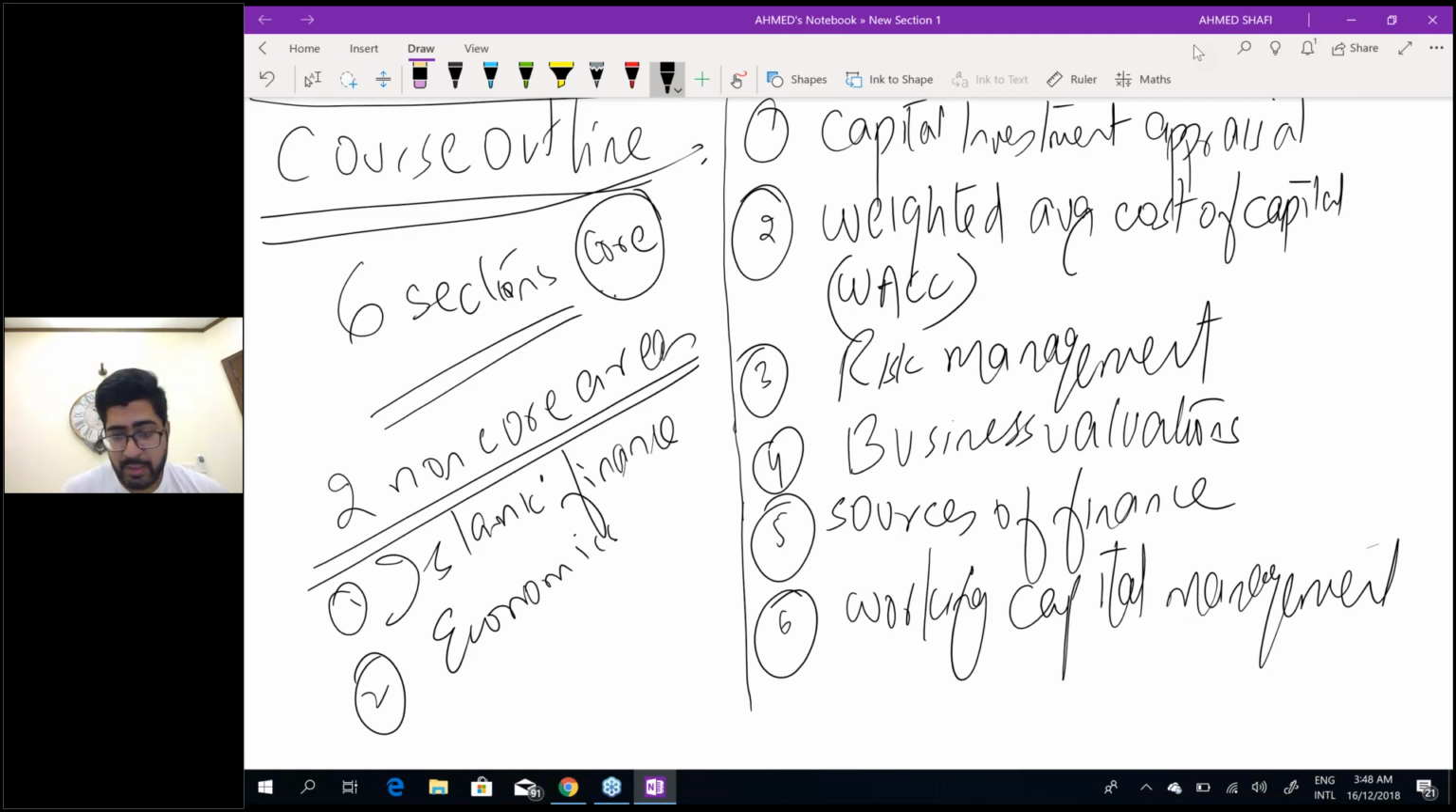Now you might be very much interested in knowing that these are the different topics of F9, and I just told you the paper structure as well. So you might be interested in knowing how these sections will be examined in the paper. Now listen to this carefully. We have got instructions about only two sections: risk management and business valuations.